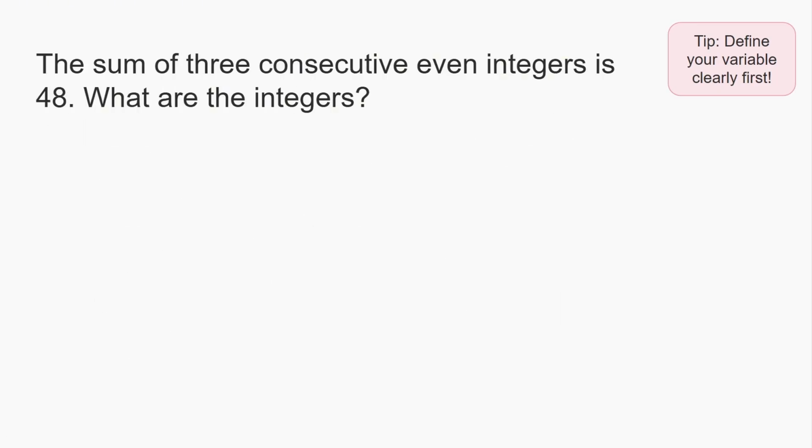Now let's do this problem. The sum of 3 consecutive even integers is 48. What are the integers? So here we know that we're looking for 3 integers. And just by the fact that we have 3, we know that one of them is going to be the smallest, one of them is going to be the middle, and one of them is going to be the largest. Now, what do we know about these integers? We know that they're consecutive and even integers.